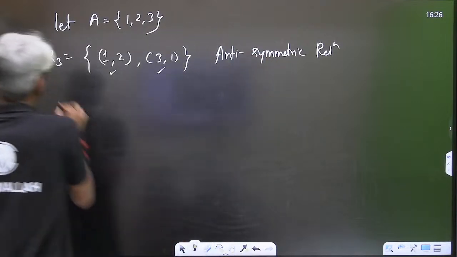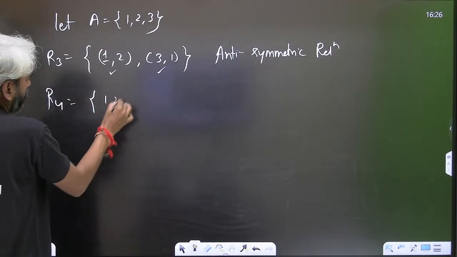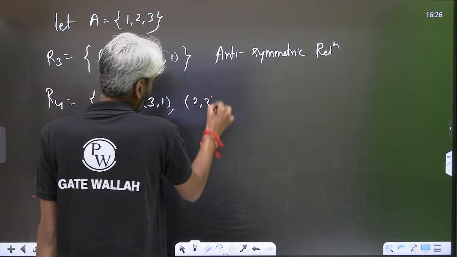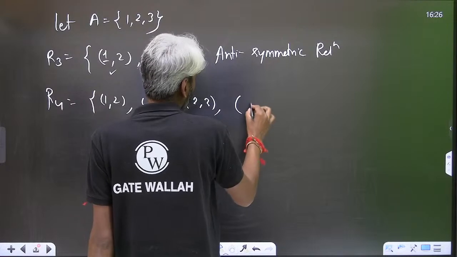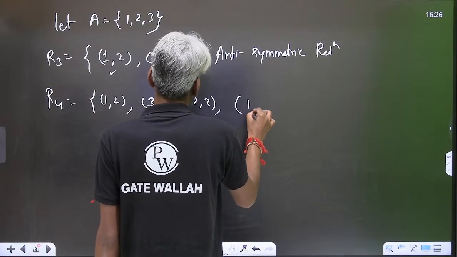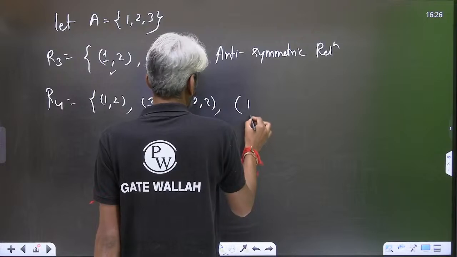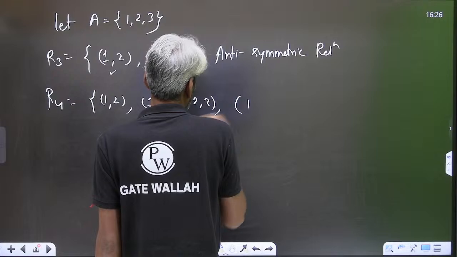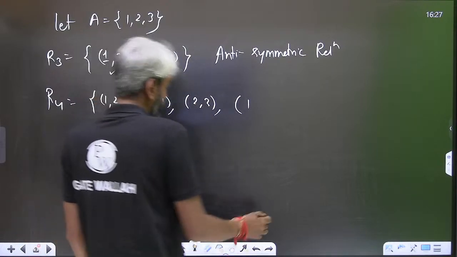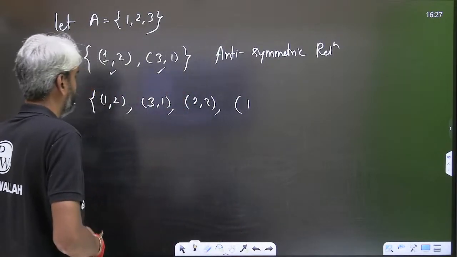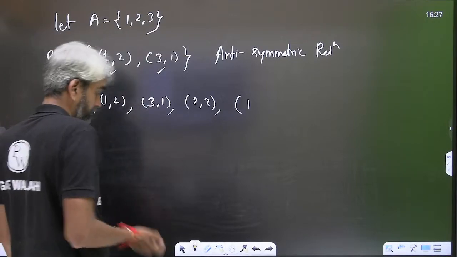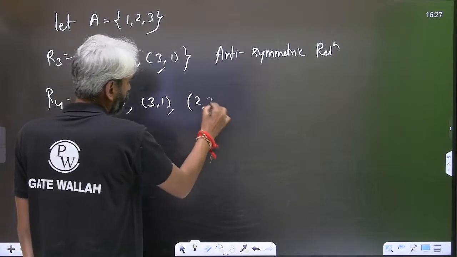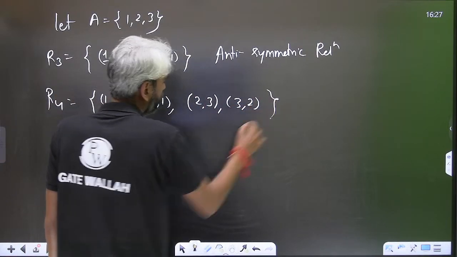Clear? Now, R4, let's look at this. Sir, I have 1 comma 2, don't have 2 comma 1. 3 comma 1, don't have 1 comma 3. 2 comma 3, don't have 3 comma 2. But let's do one thing: we have 2 comma 3 as well as 3 comma 2.